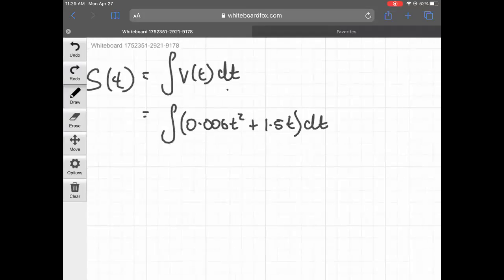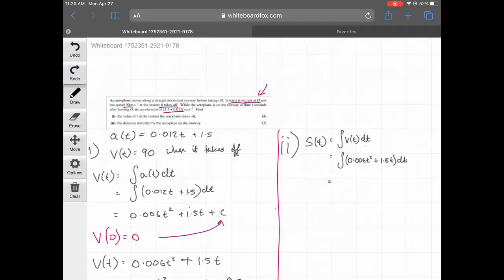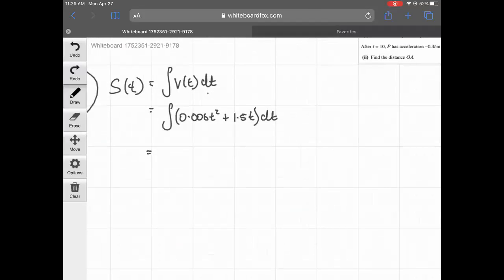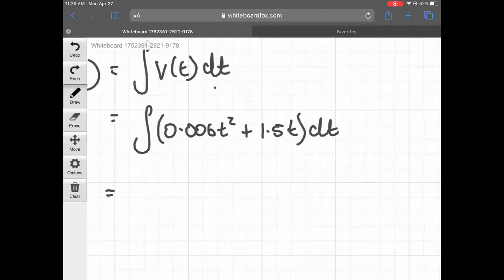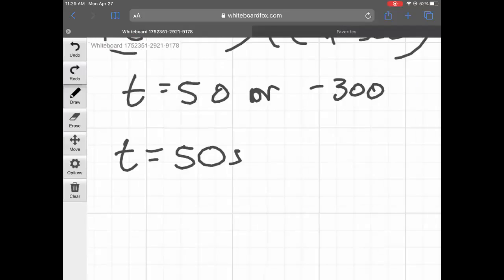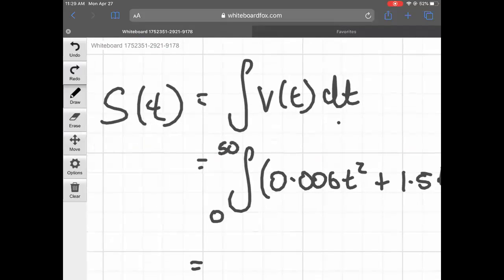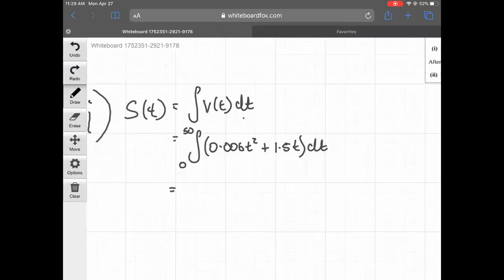Okay. So we're asked to find the distance it's traveled along the runway, I can actually make this problem a little bit easier because I know the constant of integration is 0, but I can actually make this a definite integral. I actually want the distance traveled from t equals 0 up to the time it takes off, which I've already found was t equals 50. So I can actually make this a definite integral and say I want the integral of velocity from 0 to 50, from a time of 0 to 50.